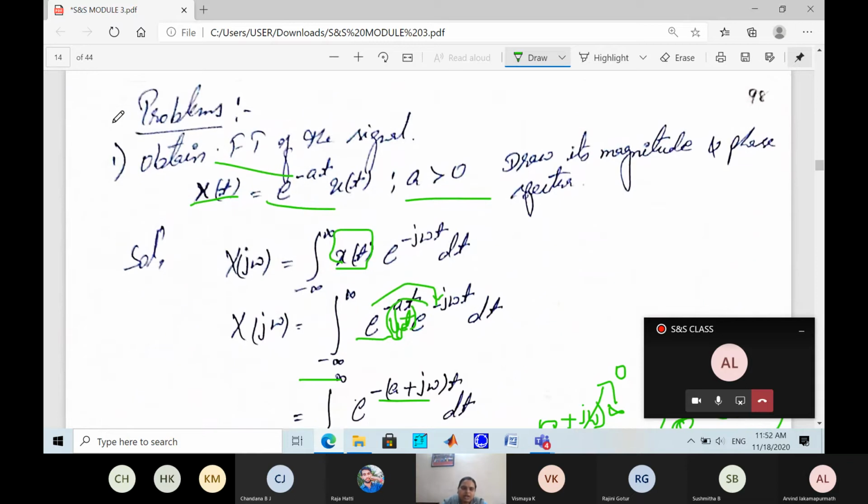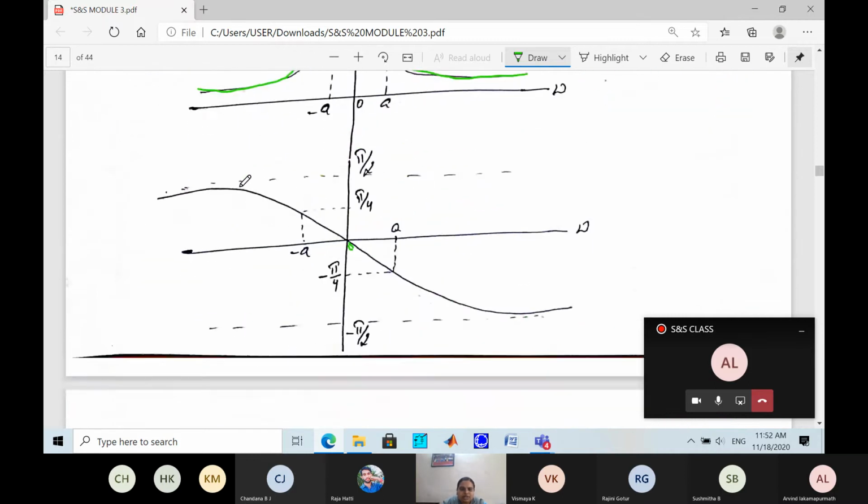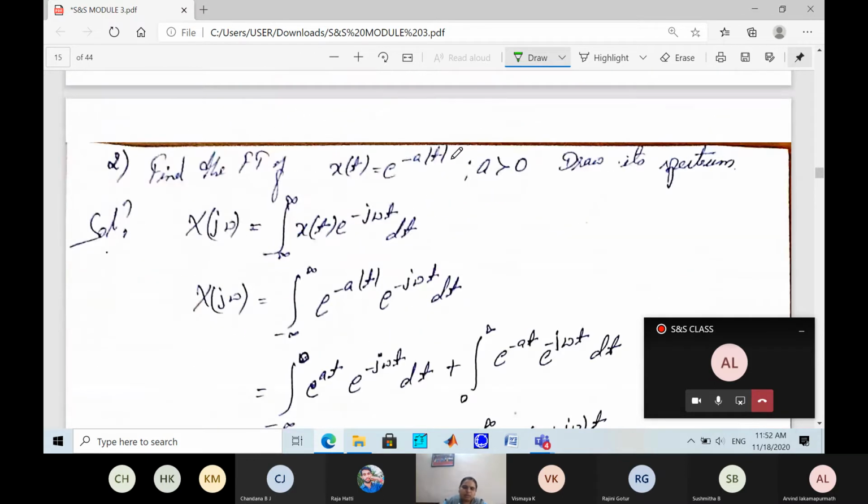This is one problem and this is important. It will be asked in the exam. Okay, many times it has been asked. That is about one problem.